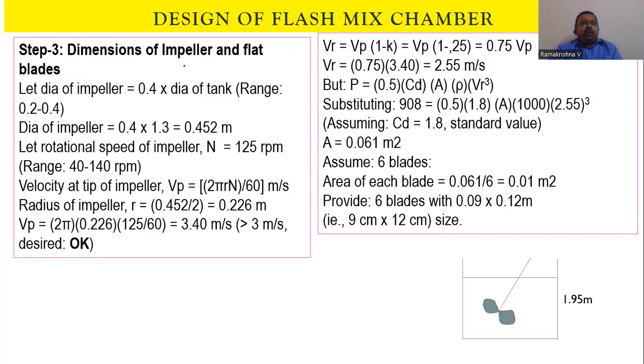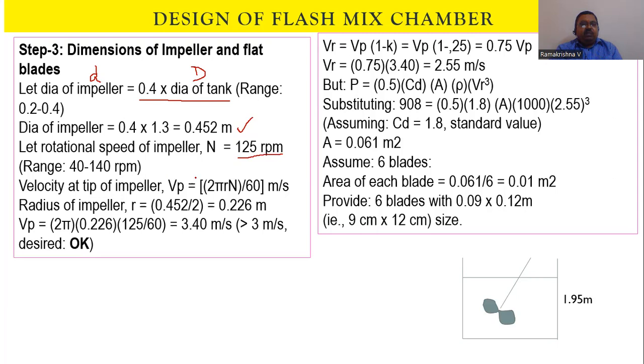Okay, so now we have the diameter of the impeller to the diameter of the tank as 20 to 40%. I'm assuming 40% of the diameter of the tank. Since the diameter of the tank, capital D, is known to us, the diameter of the impeller, say small d, is 0.4 times the diameter, which is 1.3 into 0.4, 0.52 meters. In the range of rotational speed 40 to 140 RPM, I'm going for 125 RPM here.